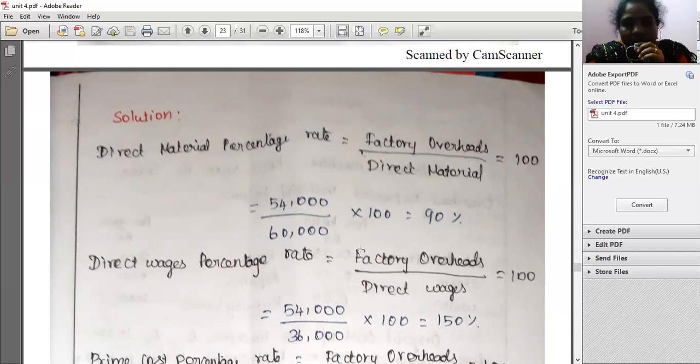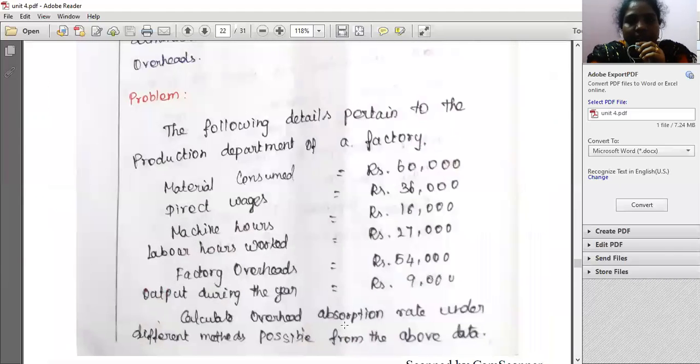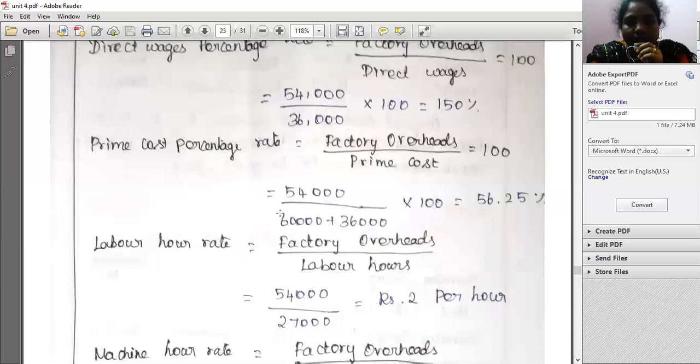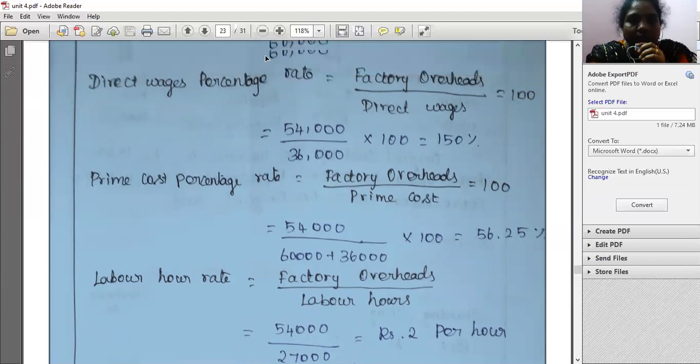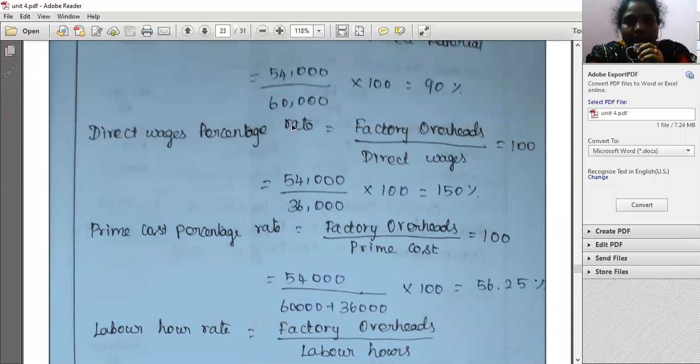Then we find the factory overhead, the same amount 54,000, divided by 36,000, which is the direct wages. Next we have to find the machine hour rate, with 18,000 machine hours. And next we find the prime cost percentage. The prime cost is direct wages plus direct material. We add 60,000 plus 36,000, which is 96,000.